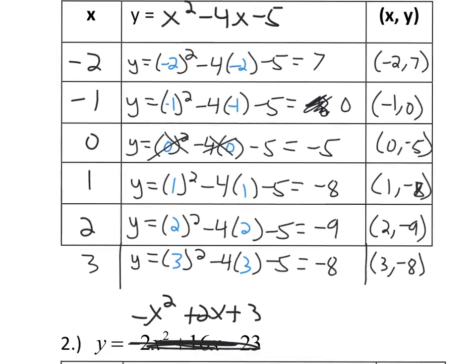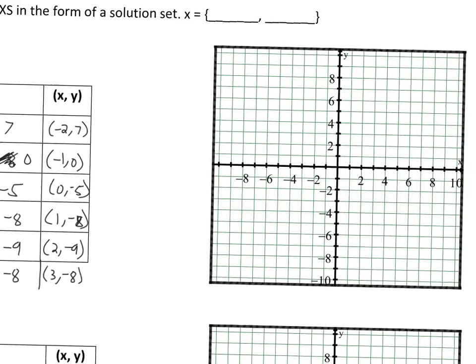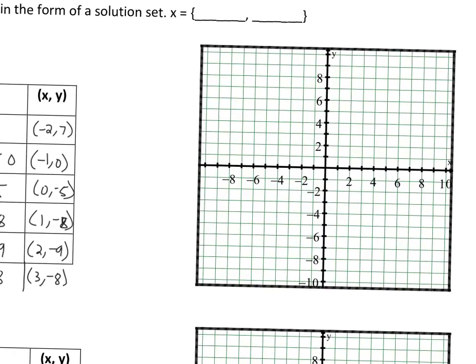Okay, and so now what we're going to do is graph all of these points and see where the graph crosses the x-axis. So negative 2 comma 7 is going to be here. And then negative 1 comma 0 is right here. 0 comma negative 5. We got 1 comma negative 8. 2 comma negative 9. And then we did one more, 3 comma negative 8. And so notice how it's going to flip back up, so now we know we got a vertex.